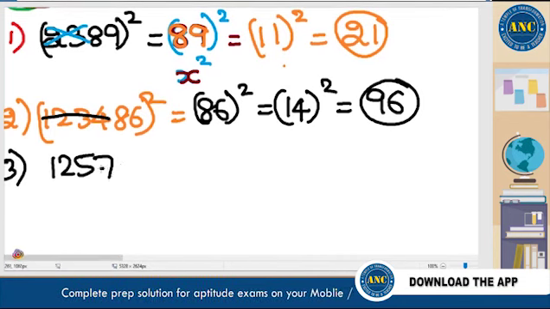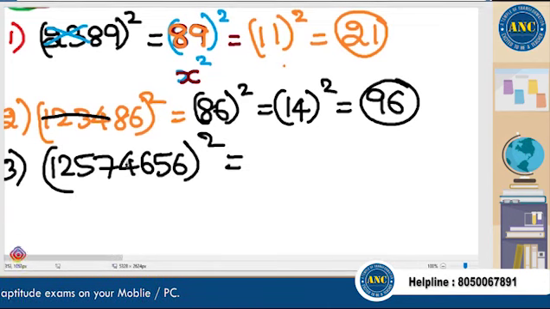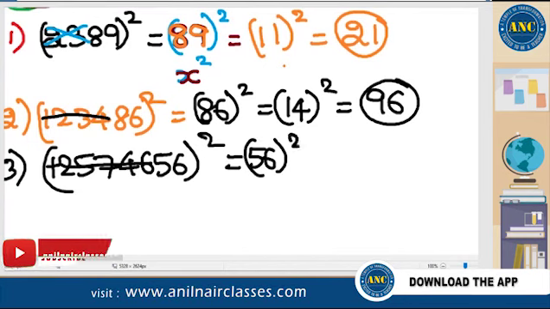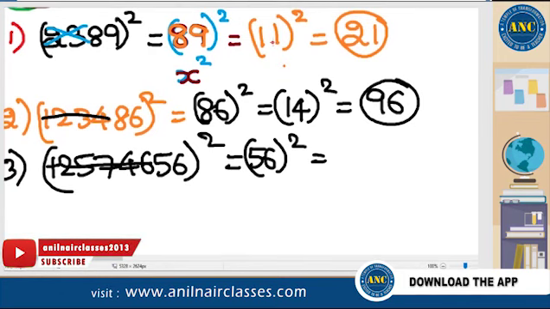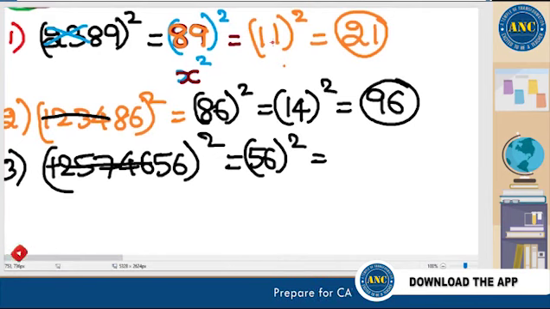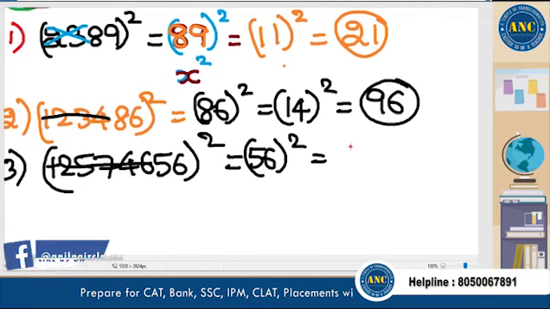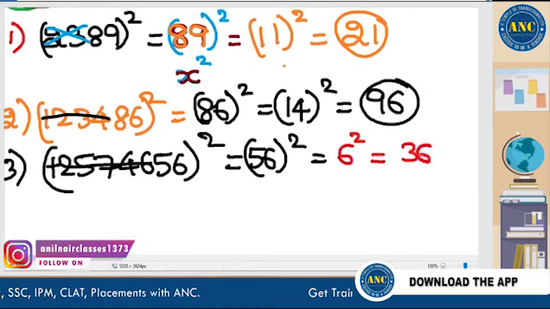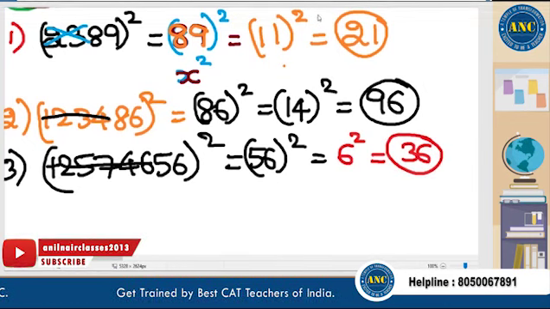Suppose, tell me the answer. 12574656 whole square. Everything deleted except the last two digits. This is nothing but 56 square. Now don't subtract with 100 and make it complicated, because 100 minus 56 is 44. If you know 44 square, yes, you can do it. No issues at all. But instead of subtracting with 100, subtracting with 50 is easy. 56 and 50, what is the difference? 6. 56 square and 6 square both will have the same last two digits. 6 square last two digits is 36. Very easy, sir, if you know the concept.